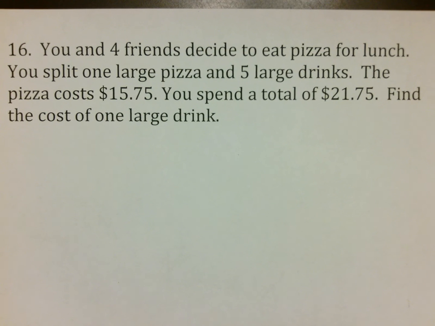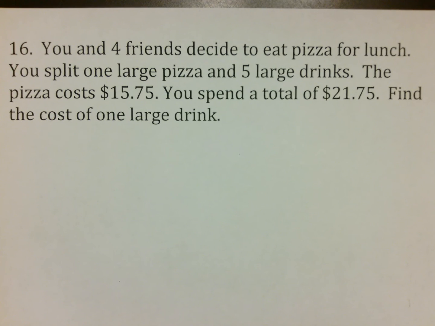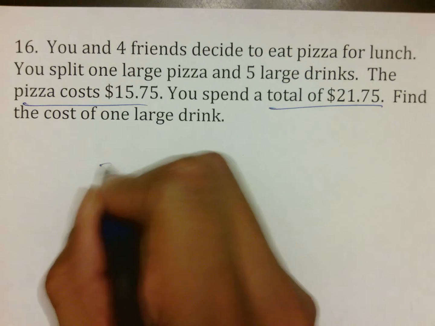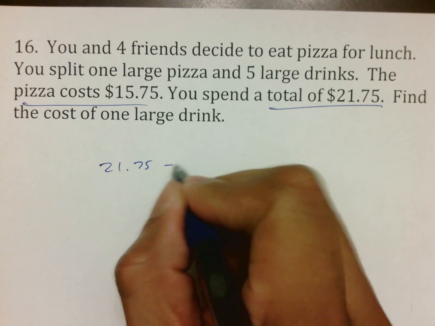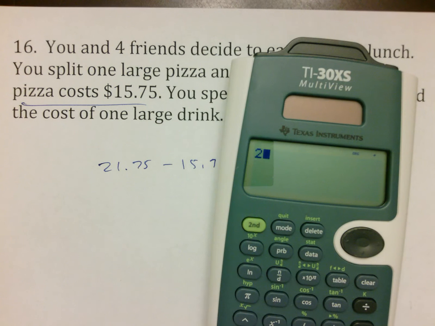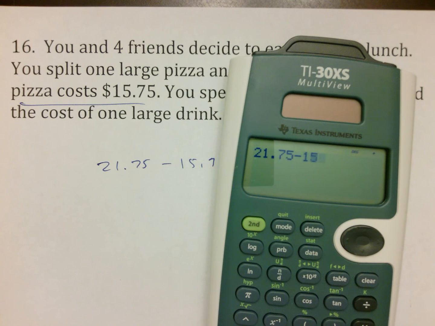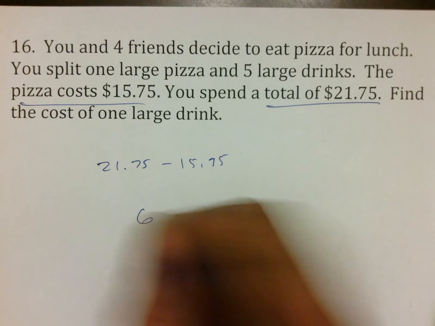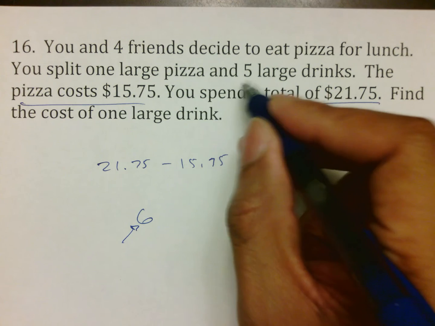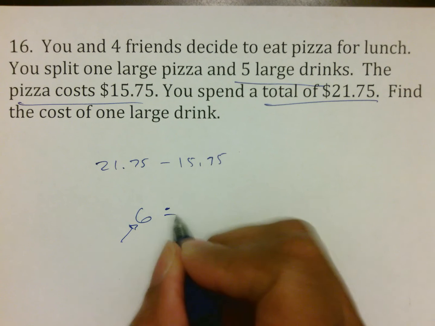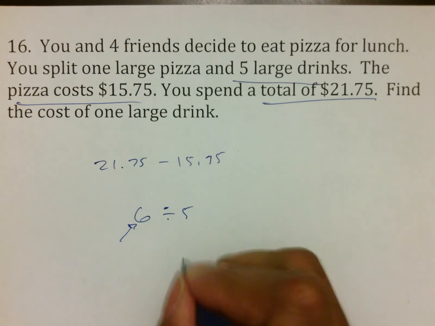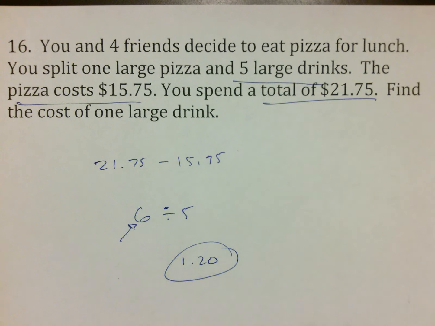16 will be a multiple choice question, but I don't think you should need multiple choice because it's pretty easy to do. You have your total. You have the cost of the pizza. That means that if you subtract the total and the cost of pizza, $21.75 minus $15.75, then you find out that this is the cost of all of the drinks. Now all you have to do is say, how many drinks did I buy? 5 large drinks. So you take 6, you divide it by 5, and you get the price of $120. Again, fix that ASAP. You can get it right.